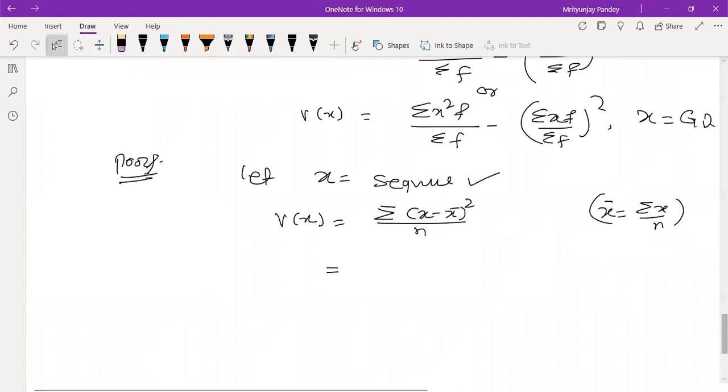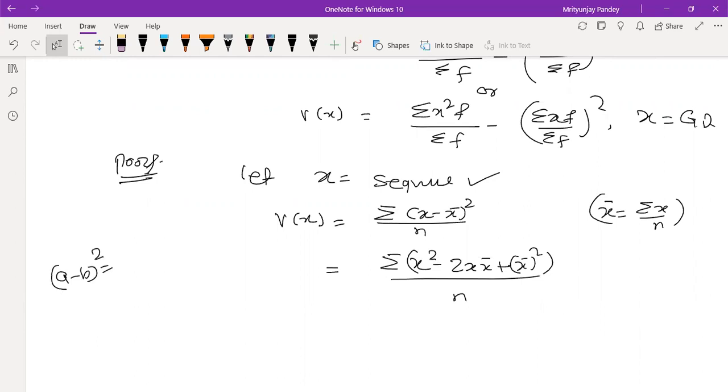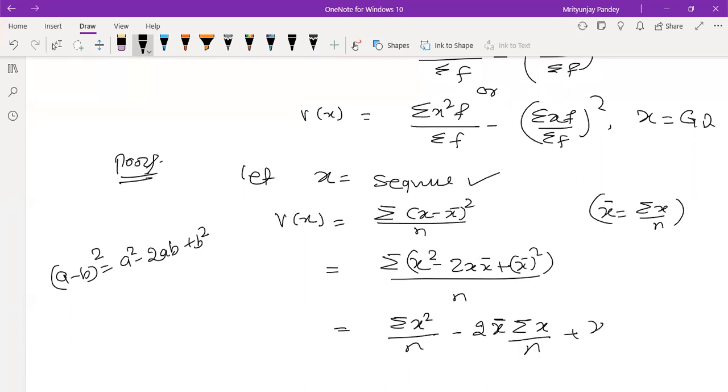Now open this bracket, then we will get (x square minus 2x x bar plus x bar whole square) divided by n. You have to use the (a minus b) the whole square formula: a square minus 2ab plus b square. Now split this summation. So first is the x square upon n, minus 2, x bar is constant, summation of x upon n only, and here x bar is a constant, therefore summation of 1 divided by n. And one important thing, summation of 1 is always n.